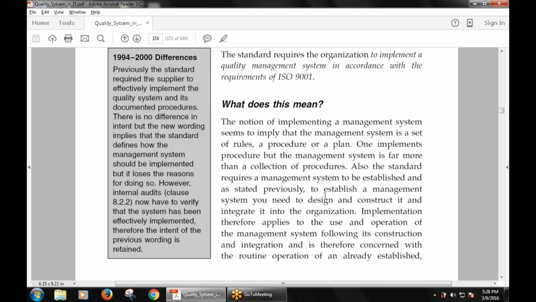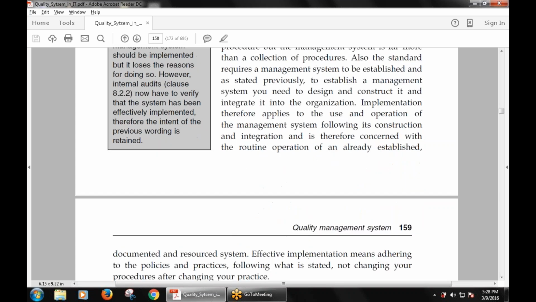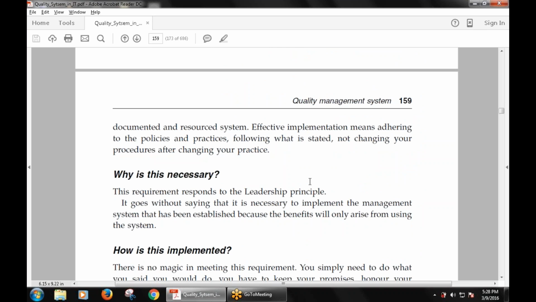The standard also requires a management system to be established. So how to establish the system? As stated previously, to establish a management system, you need to design and construct it and integrate it into the organization. That is also one of the main aims of implementing the quality management system. And implementing it leads to the leadership principle, which is also one of the main requirements of the quality management system.